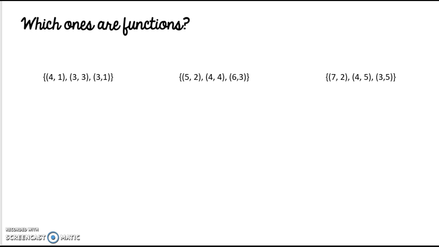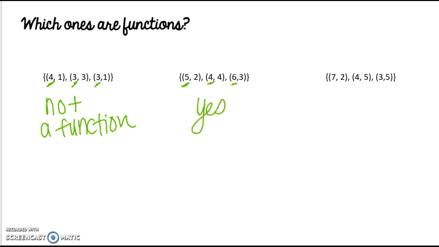All right, so let's go ahead and take a look at this first one. We have 4, 3, and 3, which means this is not a function because I have repeating x values. I have 5, 4, and 6, so yes, this one is a function. And 7, 4, and 3, so yes, this is also a function.